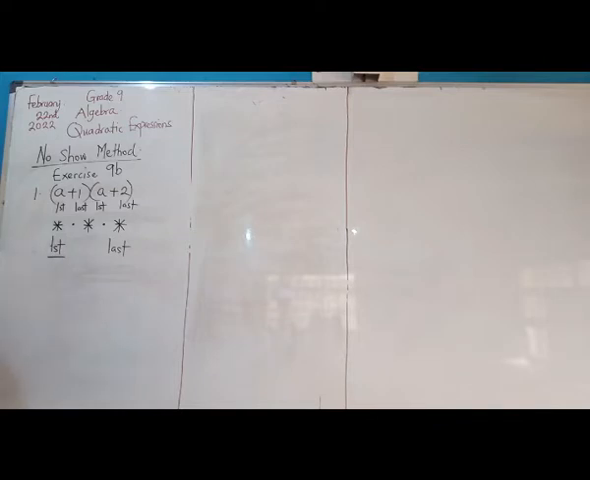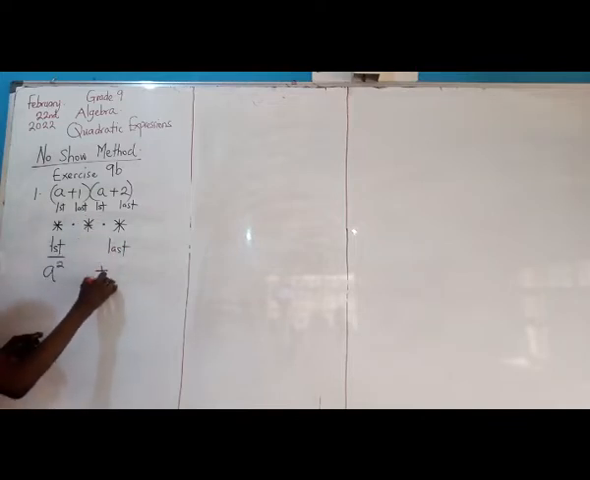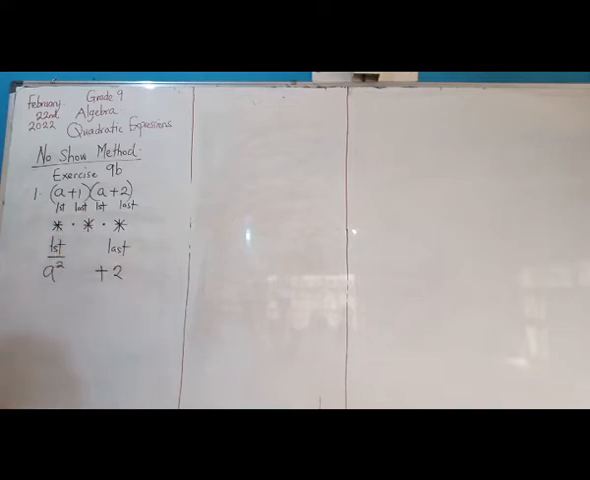A times A will give me a squared. Now, 1 times 2 will give me what? It's a positive, is that not? So with that, I can fit the sign. So the sign is dependent on this one. So I will have plus 2.